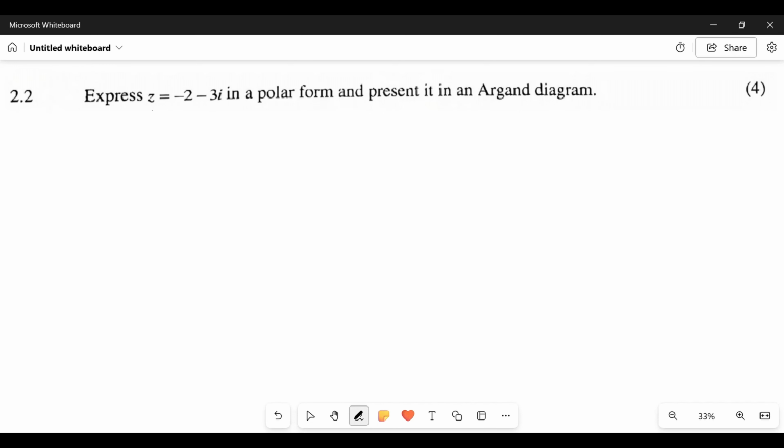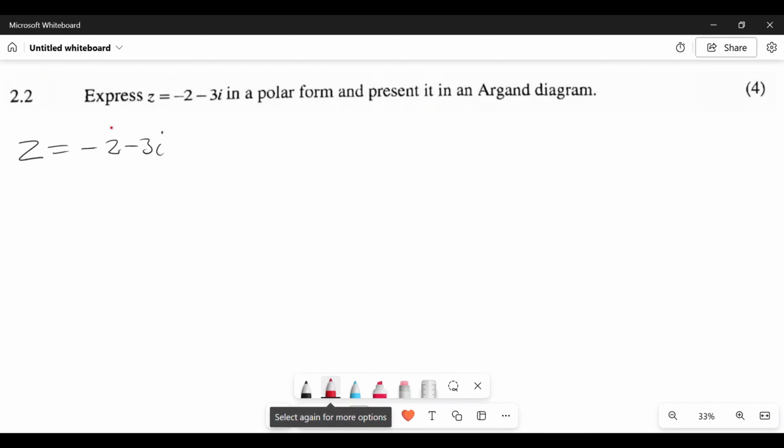So this here is our complex number. They want us to express it in polar form, and also we must represent it in an Argand diagram. All right, guys. So first of all, let me just rewrite it. We have z equals negative 2 minus 3i. Now here, guys, we need to calculate the argument and the modulus. So we're going to start by calculating the modulus. Guys, when you calculate the modulus, here's what you need to know.